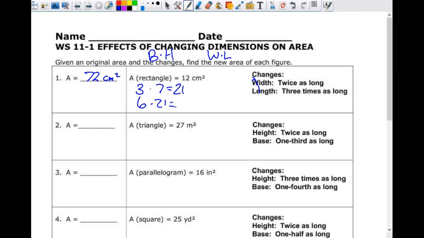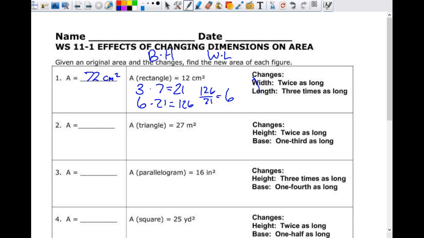Put it in the calculator. Is that it? He was right. 126. All right. New divided by old. So do 126 divided by 21. Oh. So the ratio is still 6. And we chose two random numbers, right?